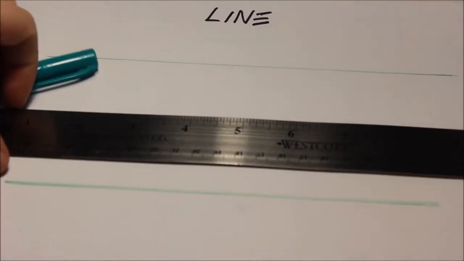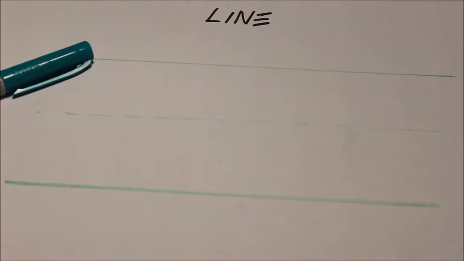So let's start with the very first element I'm going to talk about, which is line. It's one of my very favorite elements. It's also the most simple. Well, it could be the most simple, because you usually start with lines when you're drawing. So I've already got my street, I've got my baseline, my X height, and my cap height.